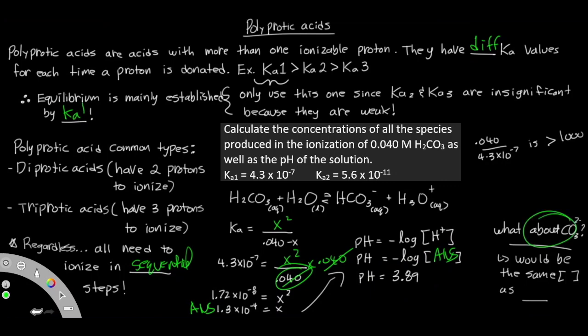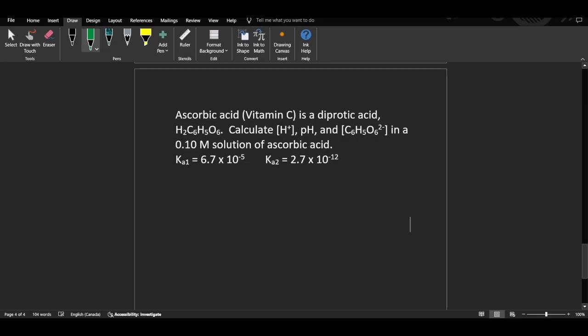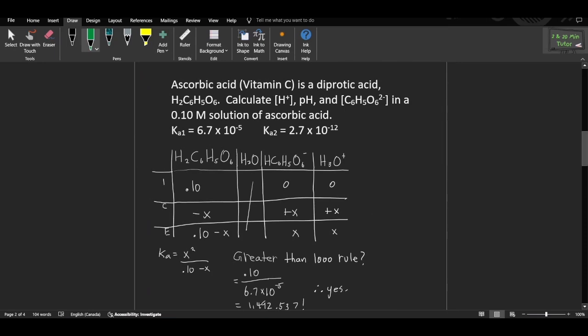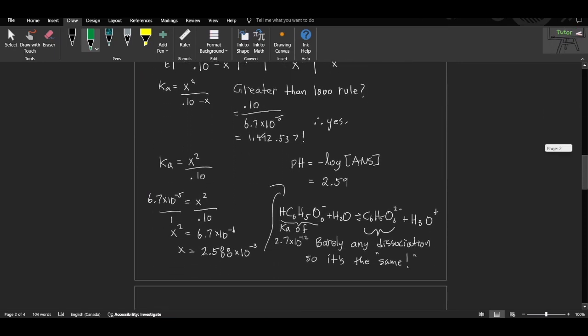What about CO3 2 minus? It would actually be the same concentration as our Ka2 because, like we said, we only use our Ka1, and because this Ka2 value is very, very weak, it barely dissociates. Please try this question on your own. I'll be giving you the answer shortly. This is the answer.